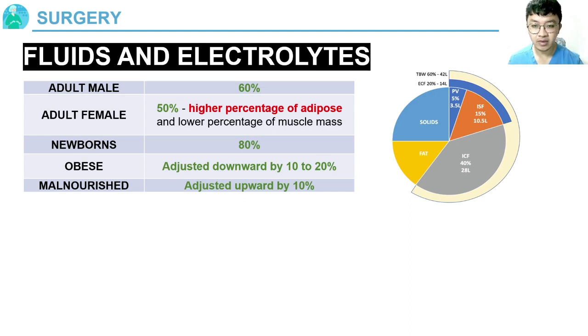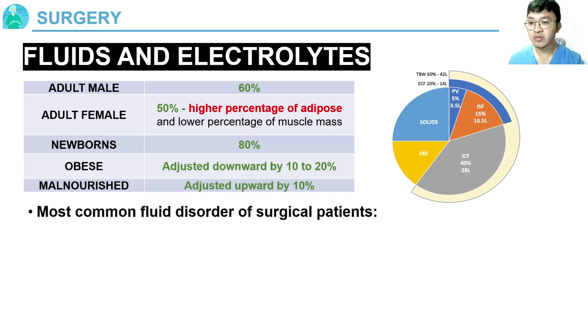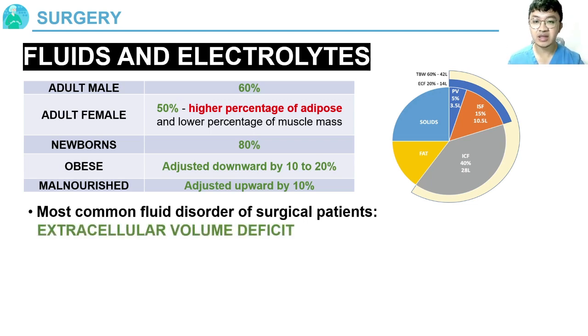Next high yield point, the most common fluid disorder of surgical patients is your extracellular volume deficit. The reason why the extracellular compartment is more easily affected than the intracellular compartment is that the cells always make sure that they maintain their homeostasis. Thus, the first to be compromised is the one extracellularly. So again, it's the extracellular volume which is affected first, affected more commonly, especially in surgical patients.